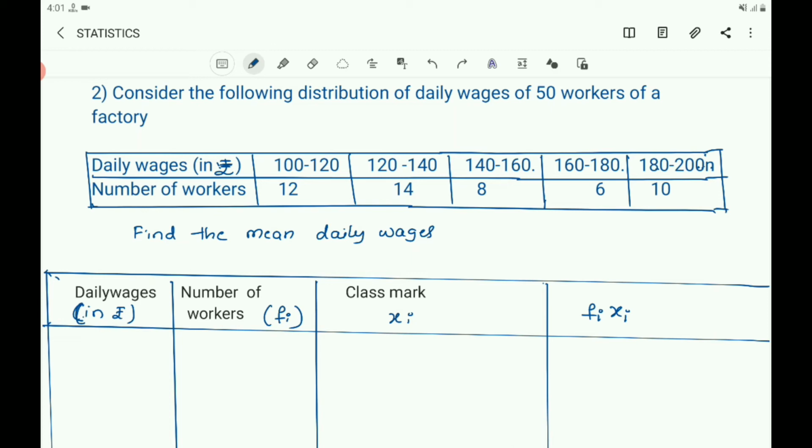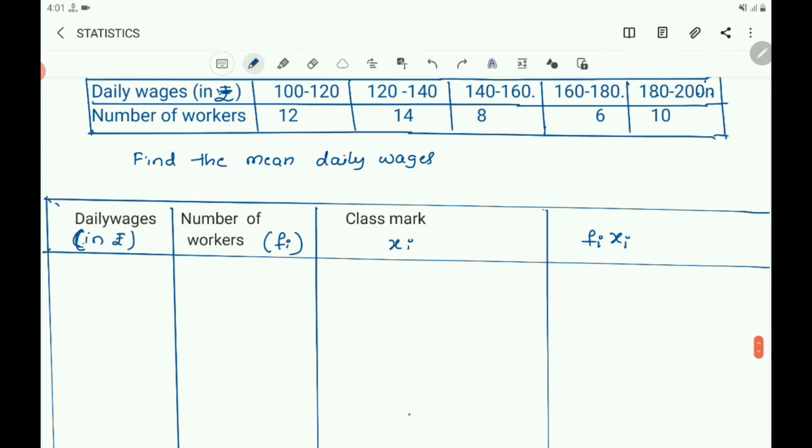Then the number of workers: the number of workers getting 100 to 120 rupees is 12 workers, and the number getting the daily wages 120 to 140 rupees is 14 workers. And 8 workers are getting 140 to 160 rupees, 6 workers are getting 160 to 180 rupees, and 10 workers are getting 180 to 200 rupees.